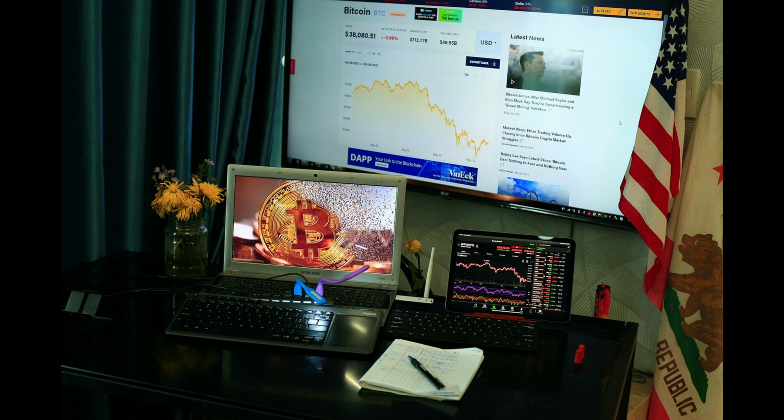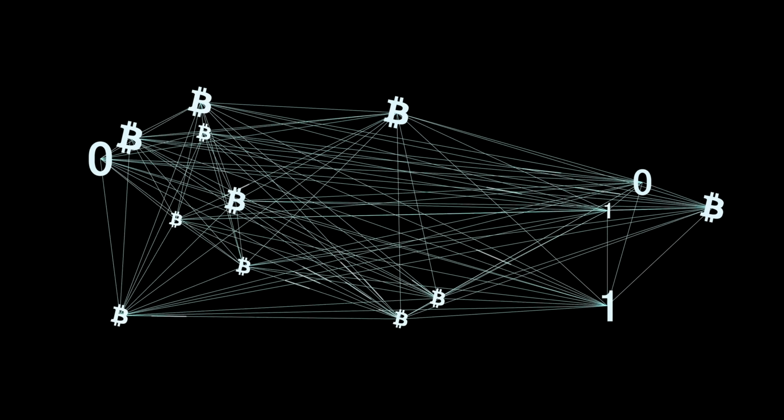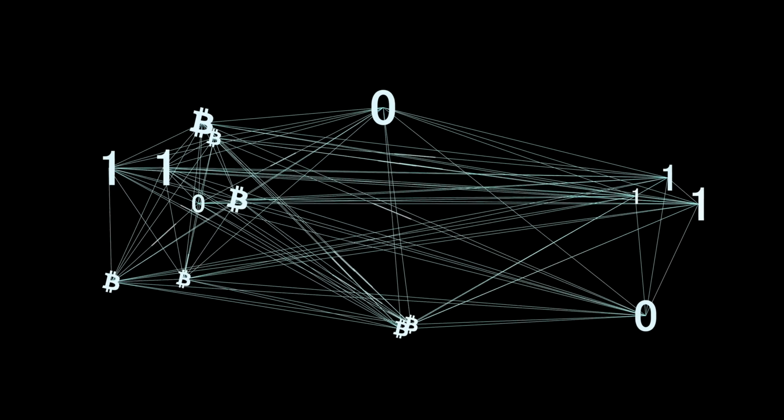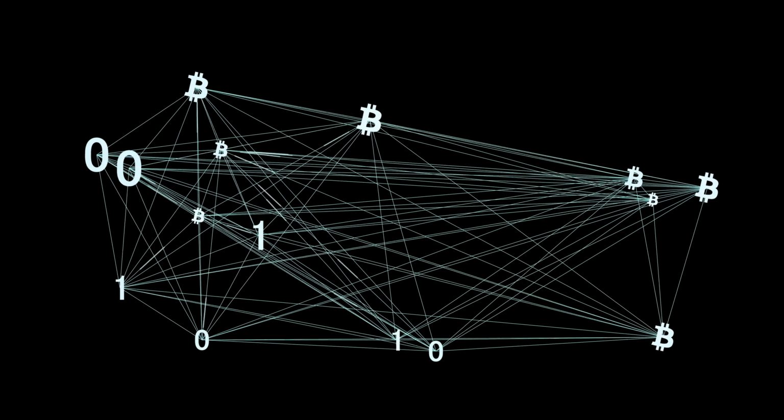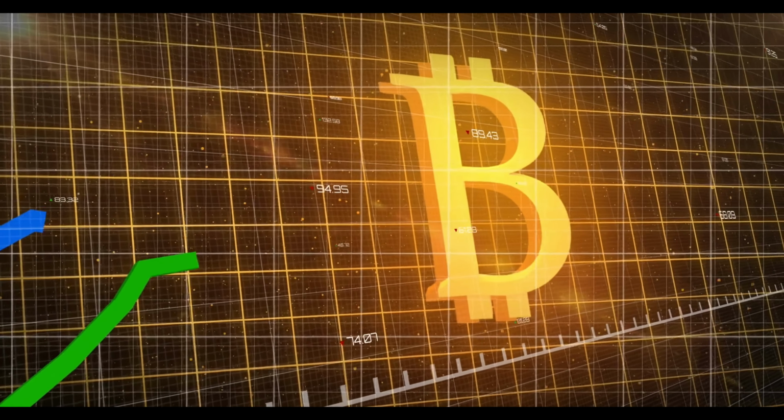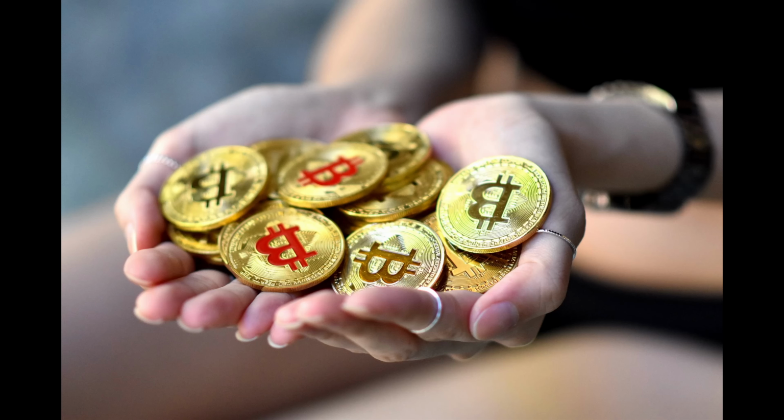Alright, first things first. What is Bitcoin mining? Bitcoin mining is the process of verifying and adding transactions to the Bitcoin blockchain, a public ledger that records all Bitcoin transactions. Miners, like you and me, use powerful computers to solve complex mathematical problems, and in return, we're rewarded with new Bitcoins. Sounds cool, right? Let's dive into the steps.